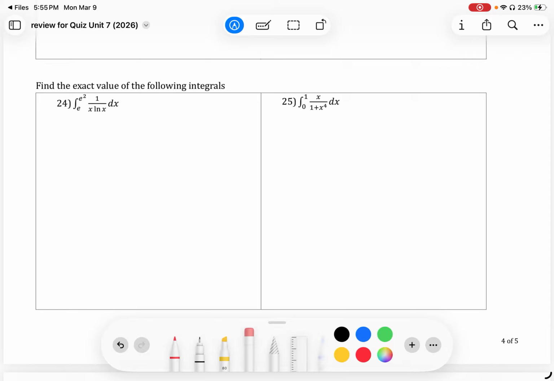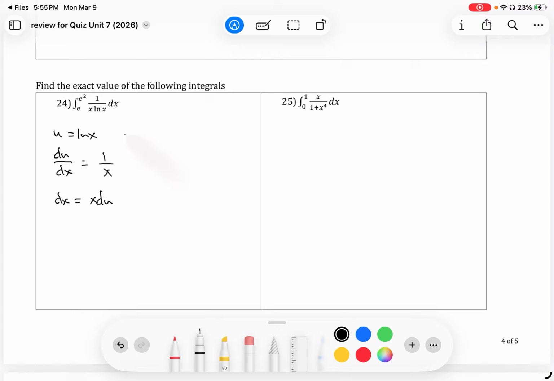All right, let's look at this definite integral right here. I'm noticing that we have an ln x and also a 1 over x. That's usually a hint that our u value could be ln x. Then du dx is going to be 1 over x, so dx is going to be x du.